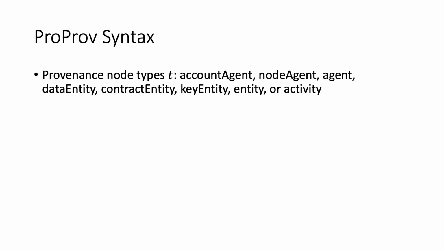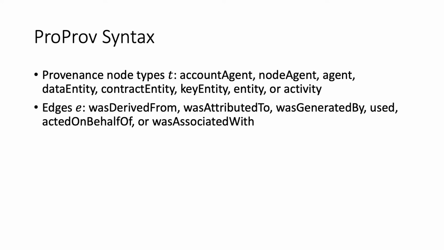Now let's introduce the syntax of the ProProv language. We use T as a generic variable to range over the possible provenance node types, which includes account agent, node agent, agent, data entity, contract entity, key entity, entity, and activity. The agent type means that the node can be either an account agent or a node agent. The entity type means that the node can be either a data entity, a contract entity, or a key entity.